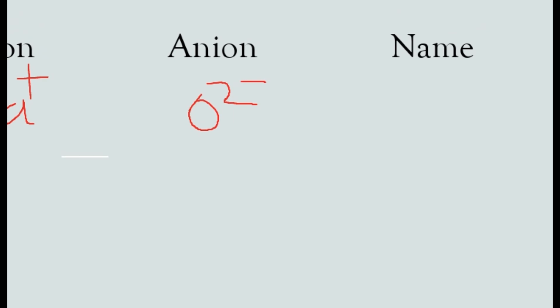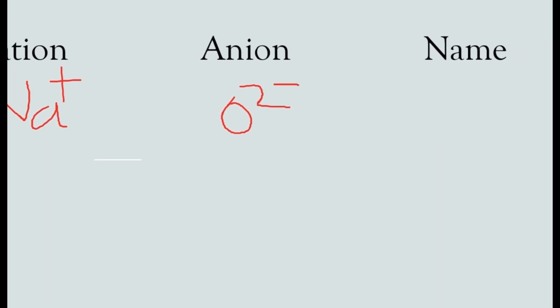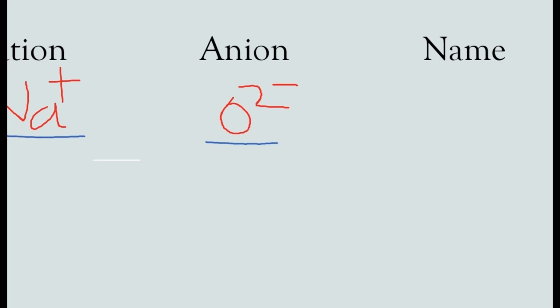While writing the name, we first write the name of the cation and then the name of the anion. Since sodium is our cation here, we will write sodium first. And then oxygen with a -2 charge is called oxide. So we will write oxide because that is our anion.